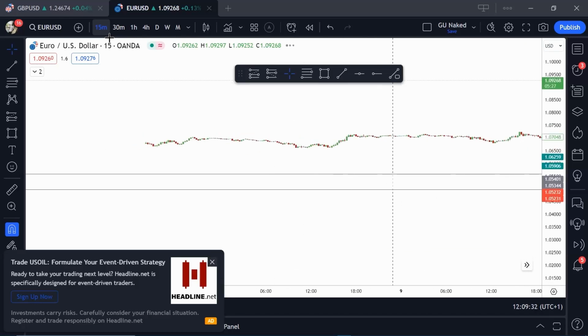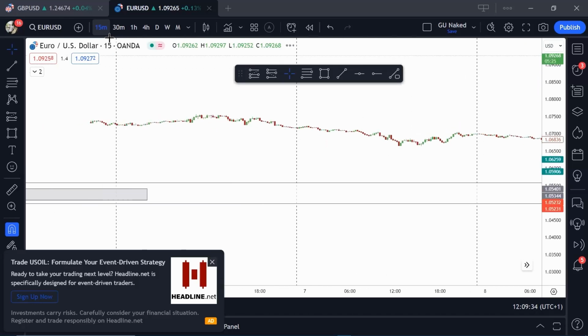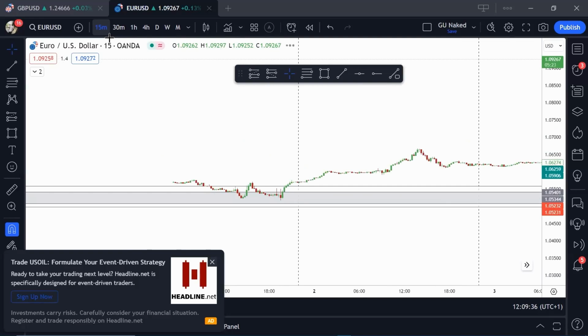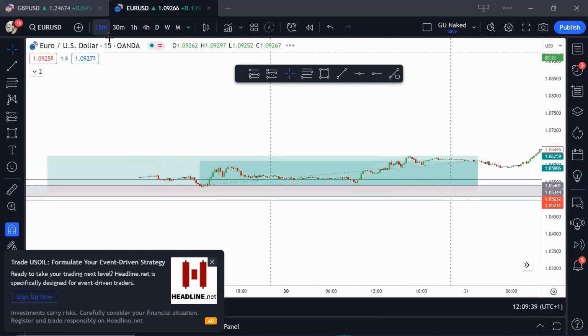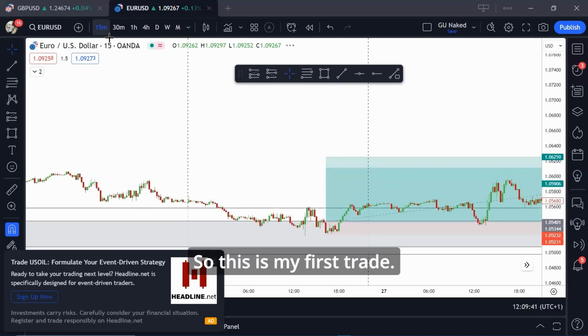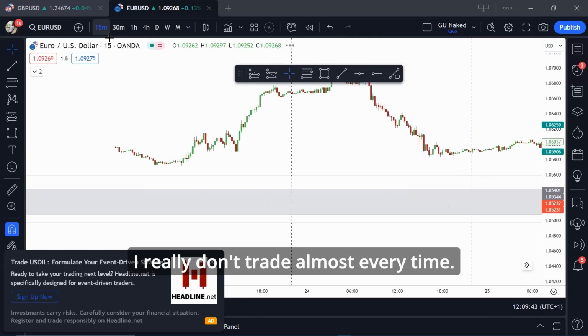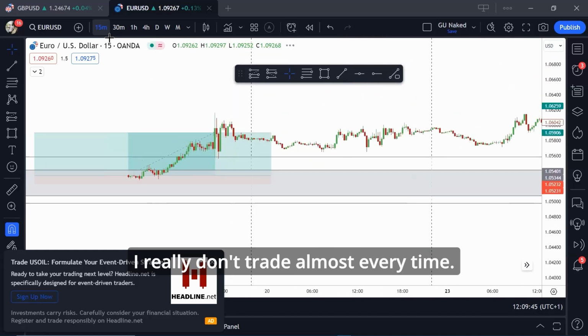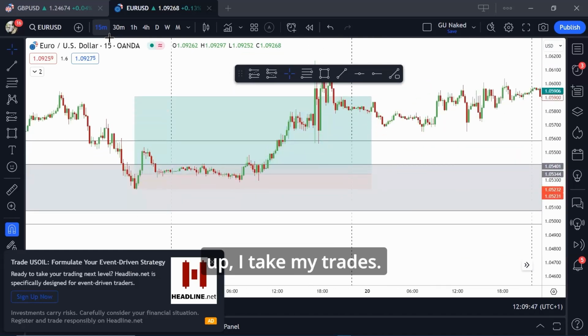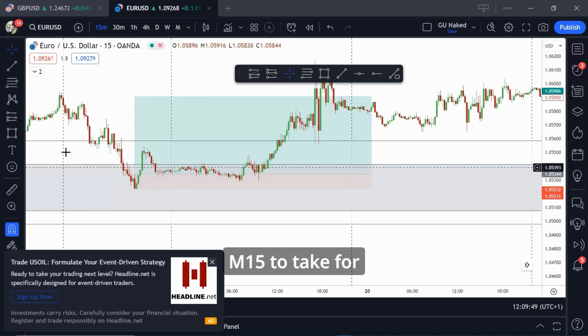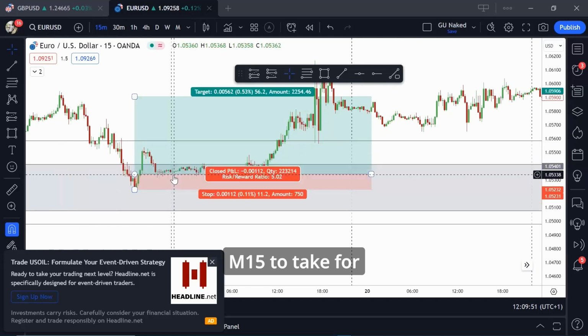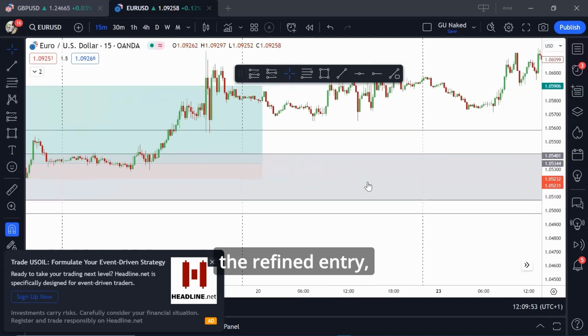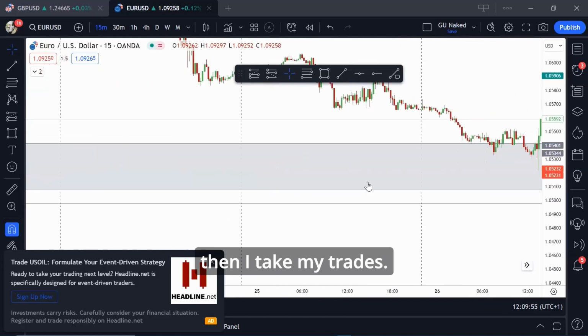Give me a minute. So this is my first trade. I really don't trade almost every time. Just when I get my setup, I take my trades. So now I'll come down to 15 minutes to check for a refined entry. Then I take my trade.